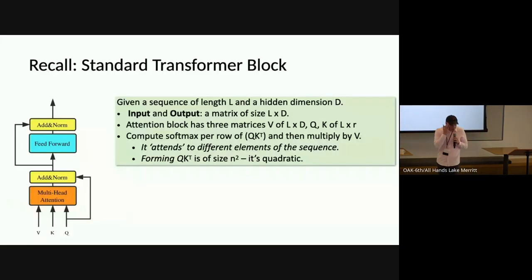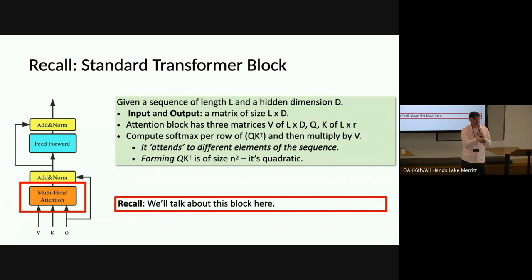Anyway, so recall, this won't help you if you haven't seen a transformer block before. I apologize, but just to set context, if you remember the way the transformer works is you have a sequence mixer, which is a multi-headed attention, and then it goes to a feed-forward network, which is the channel mixer on top, runs per channel. In this talk, I'm going to mostly talk about the multi-headed attention and what we can do there for a variety of reasons. In the last part, if I have time, I'll sneak back to the feed-forward network.